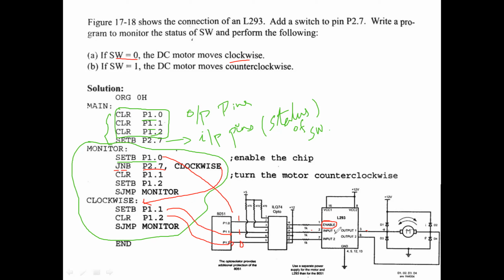So if it is 1 here, it is going to be 1, 0. Here, 1 in the sense 12 volt, and 0 volt, 0 potential. So the supply will be like this, and the rotation is in the clockwise direction.